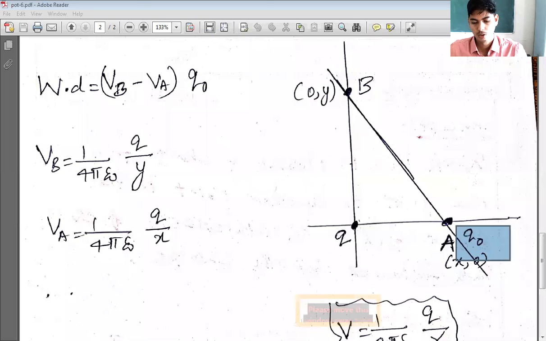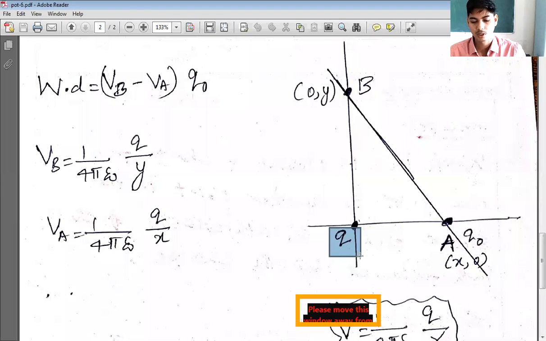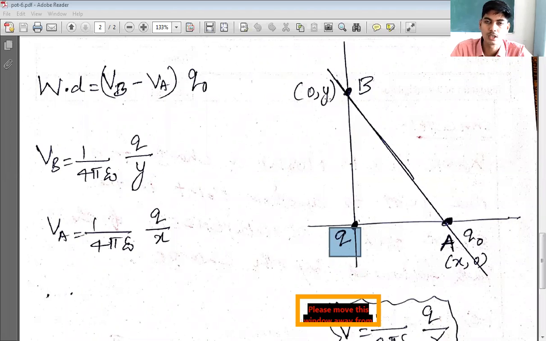First thing, will we have to do work? Yes, because this Q is a source charge. It has produced the electric field around it. So we are moving Q0 from A to B in the electric field. In order to move charge Q0 from one point to another point in the electric field, we have to do work. What is the work done?